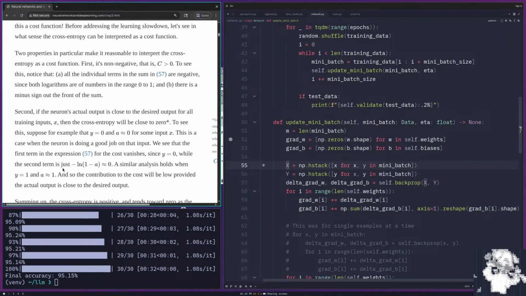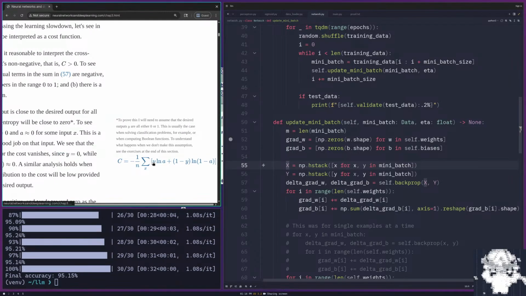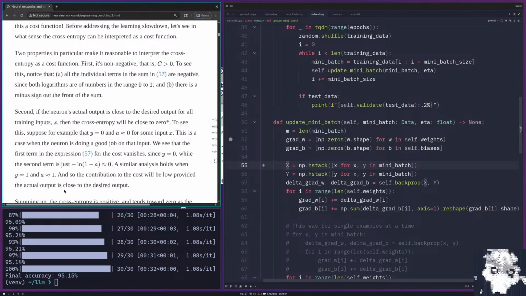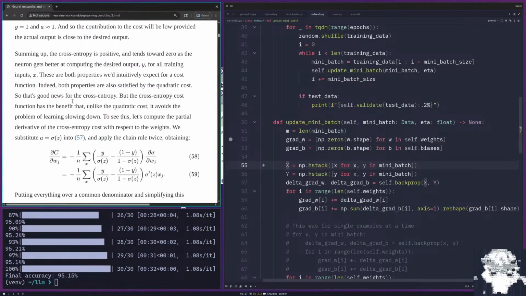A similar analysis holds when y equals 1 and a is approximately equal to 1. So when y equals 1, you get log of 1, which is 0, plus 1 minus 1, so that's 0 times something, and we're just going to ignore the something, I guess. And so the contribution to the cost will be low provided the actual output is close to the desired output.